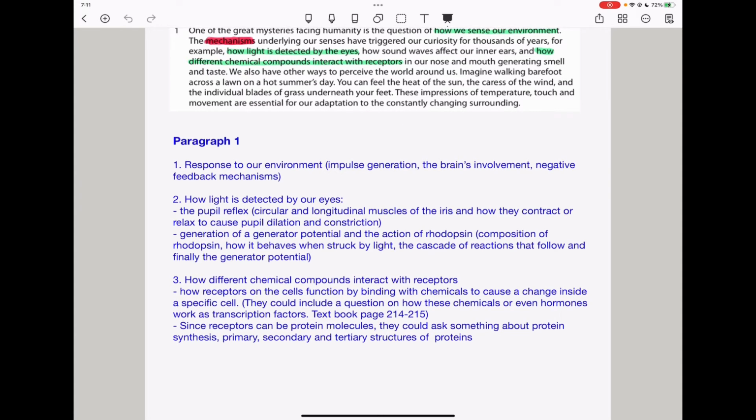The third part I saw is coming from this part here where they say different chemical compounds interact with receptors. So here it could be anything from within the body or from the external surrounding of the body.